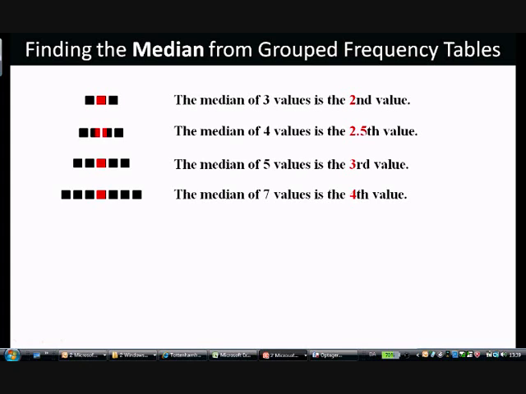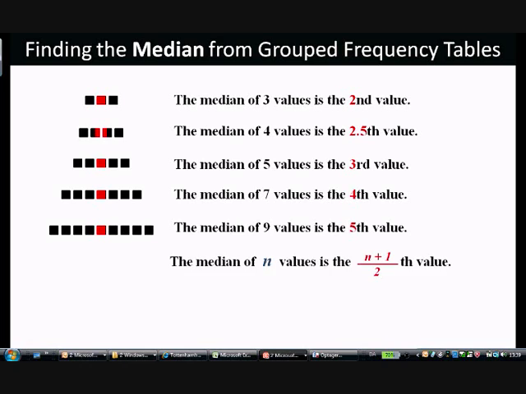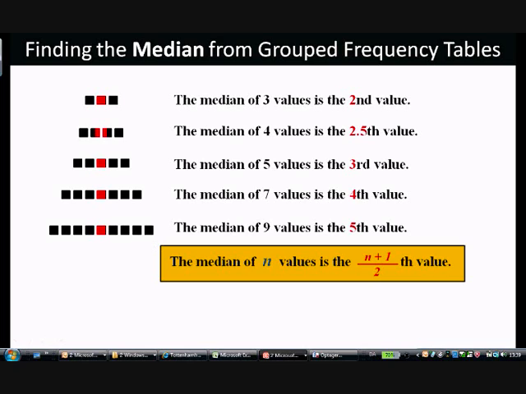The median of 7 values is the fourth value. The median of 9 values is the fifth value. And we can generalize that into a formula. If you've got n values, then the middle one is the (n plus 1) over 2 th value. So if we had 1,000 values, we just stick 1,000 into that formula. 1,000 plus 1 divided by 2, and that would tell you which one is the middle one. So just pause the film and write that down if you're taking notes.